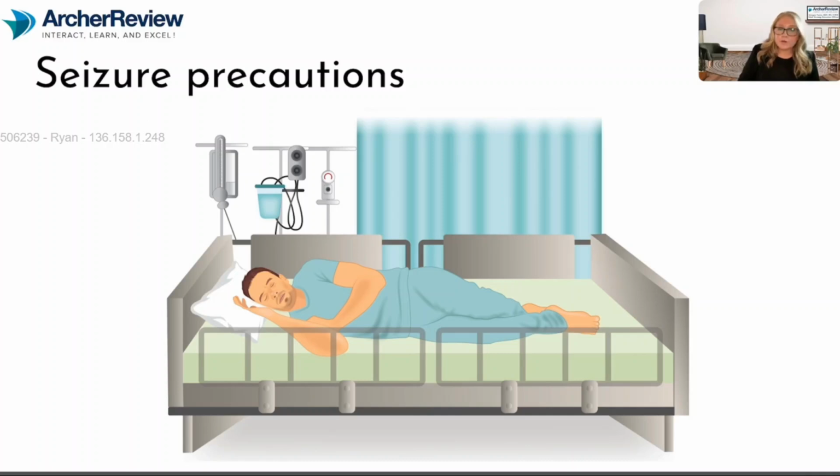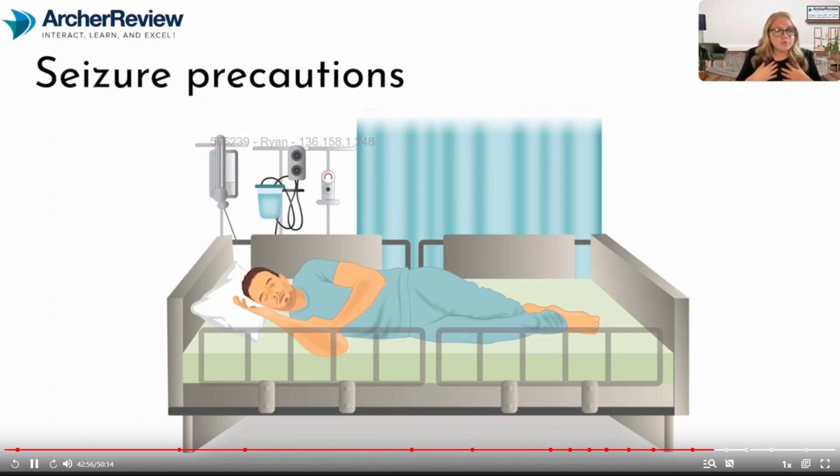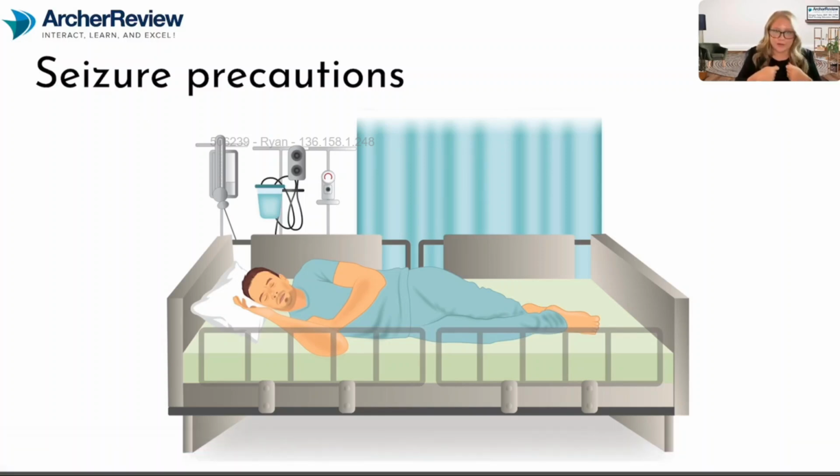Okay. Now, also pad the side rails. Okay. You don't want your client rolling onto this hard side rail, hitting their head, knocking themselves out. We also want loose, non-restrictive clothing, remove any jewelry, anything that could injure them. Name of the game is keeping your client safe. So we just want to create an area where they're not going to get injured.